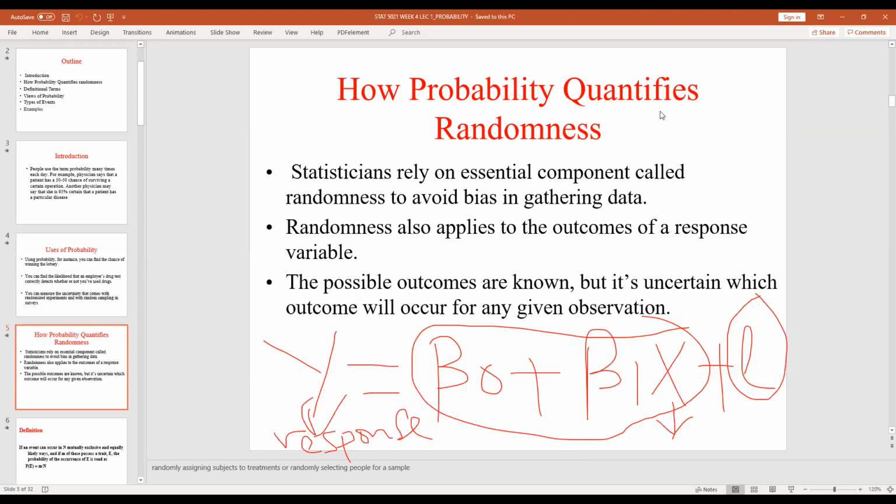As a result of that, the response variable that we want to predict, given the predictor, which I'm calling X, will be subject to variation, will be random, and that is the reason why I said randomness also applies to the outcome of a response variable. And the probability will enable us to quantify the randomness. Why do we need to quantify randomness? We need to because there are assumptions imposed on any statistical model, and the assumption imposed is centered on the random component.